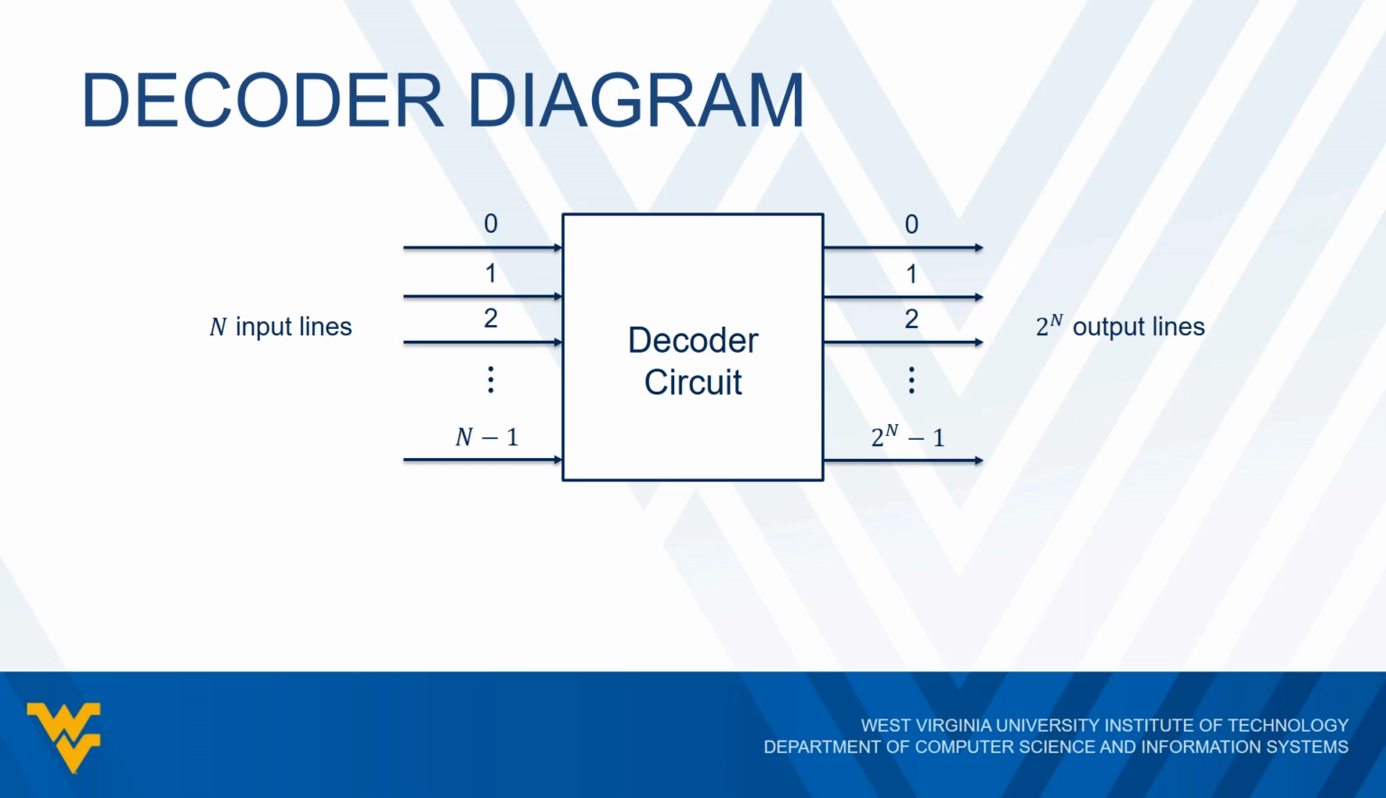So here we have a diagram that just kind of illustrates the decoder circuit. Here we would have our n input lines, and then over here we would have our 2 power n output lines. So once again, the whole point here is that we have a set of ones and zeros being used for the input lines, and that combination is going to correspond to one of the output lines. So that one output line is going to be a 1, and all of the other output lines are going to be 0.